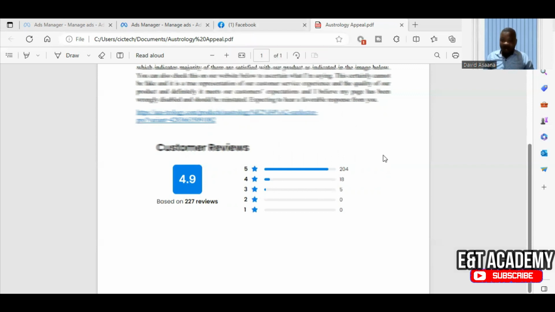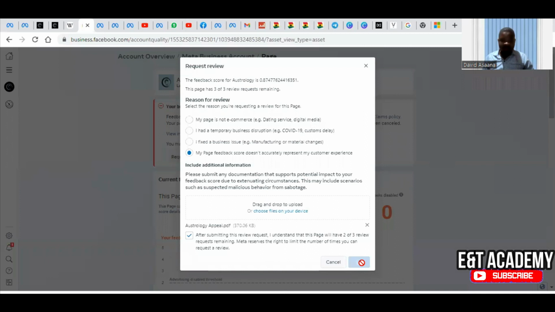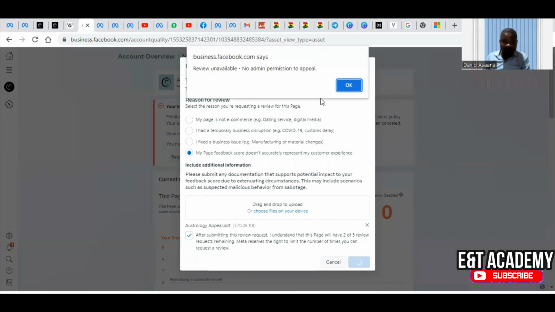So you take time and write and describe in detail whatever your problem is and attach screenshots and evidence like your website. And then they can see exactly how your website looks. So I've attached it. Okay, so I'm now submitting. We just go back. So I've submitted. I'm submitting like that. It says review unavailable. No admin permission to appeal.